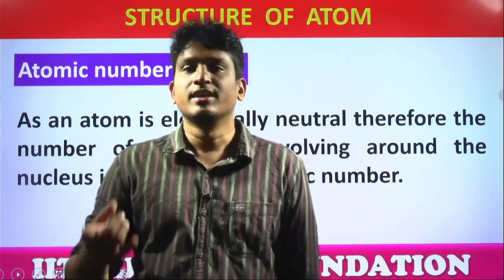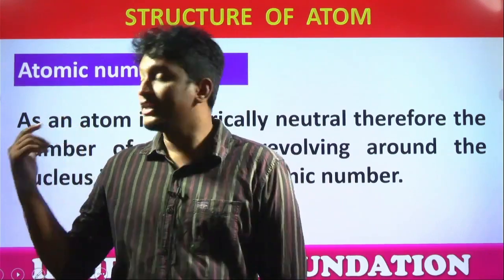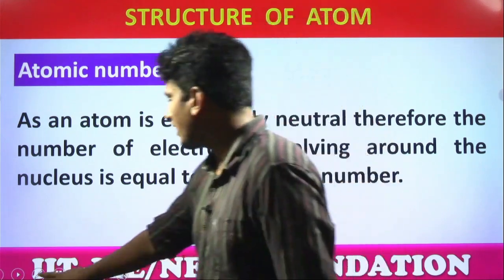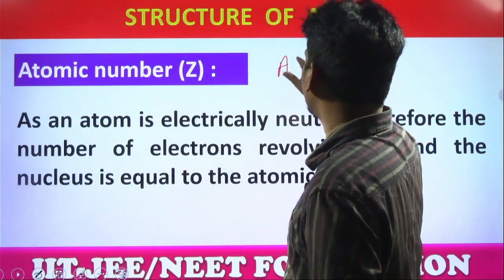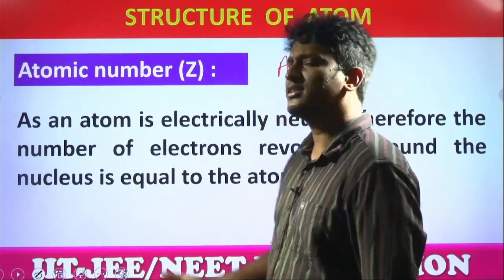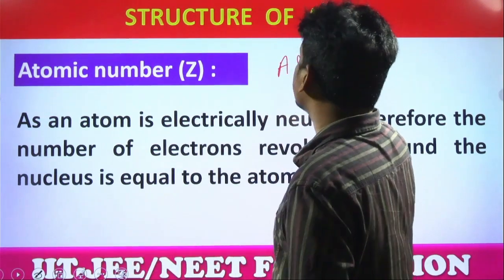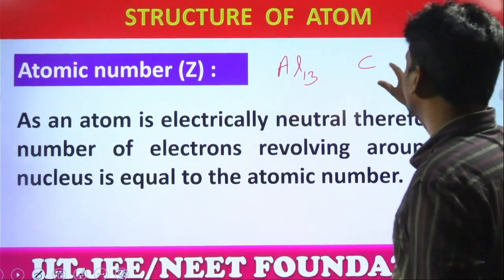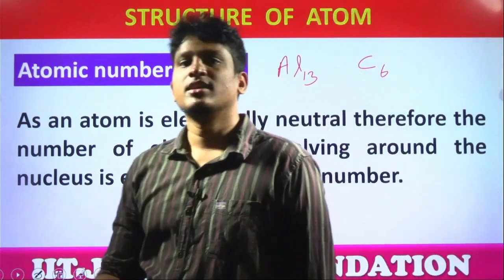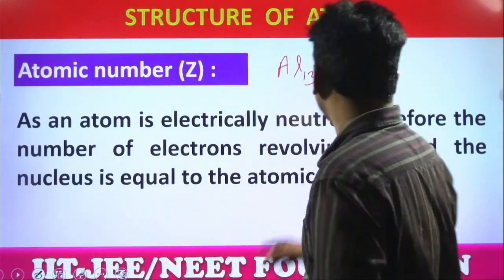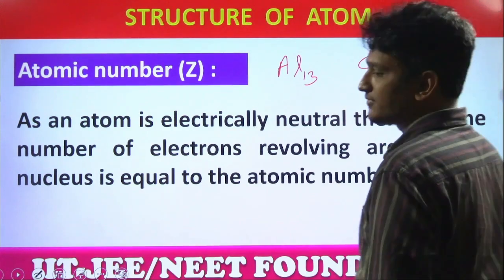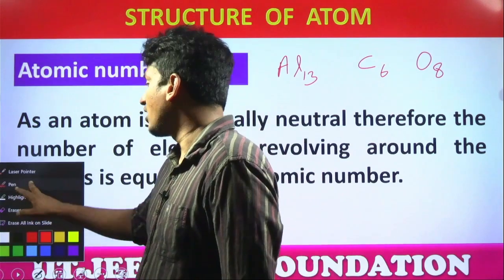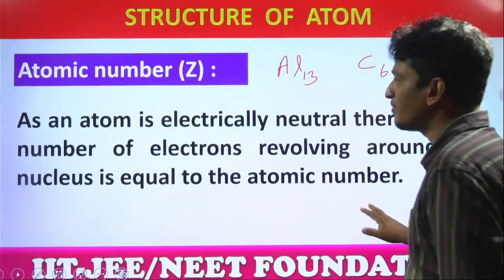What is atomic number? Number of protons. What is it in terms of electrons? Number of electrons in a neutral atom. For example, aluminium contains 13 protons. What is its atomic number? 13. So where to represent the atomic number? Subscript position, down on the left side or right side? Carbon, how many protons? 6 protons. What is the atomic number? 6. Oxygen, 8. Why? It contains 8 protons. Understood? Always indicate it at the subscript position, on the left side.